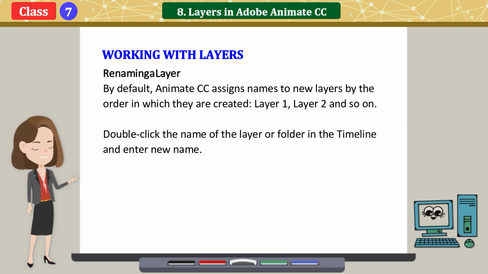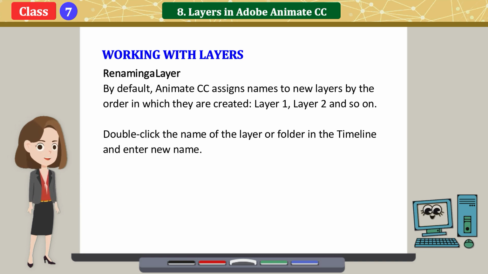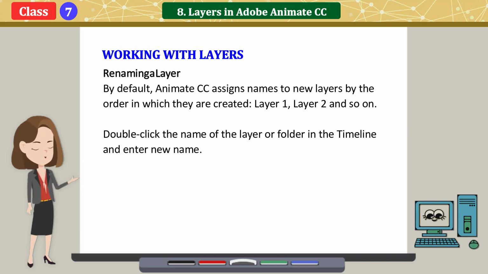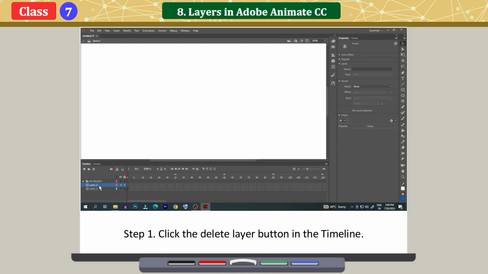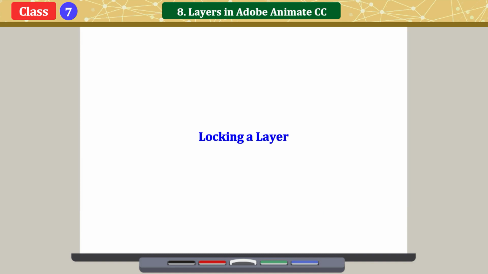Renaming a layer. By default, Animate CC assigns names to new layers by the order in which they are created: Layer 1, Layer 2 and so on. Double-click the name of the layer or folder in the timeline and enter a new name. Deleting a layer. Click the Delete Layer button in the timeline. Click on Delete button. Locking a layer.